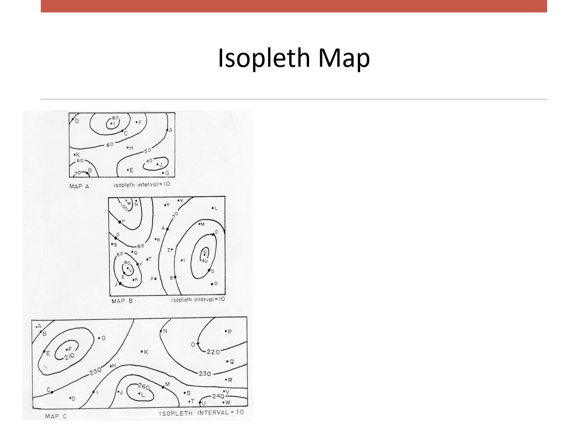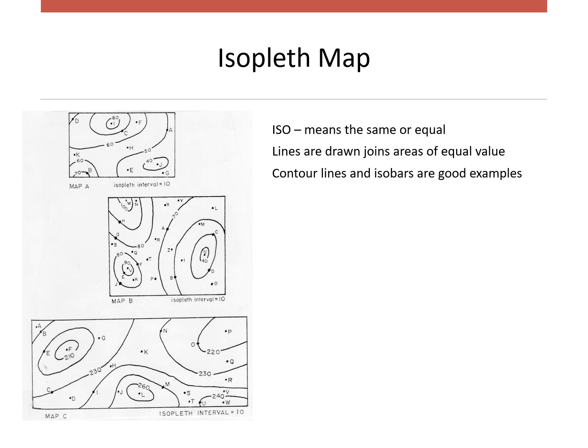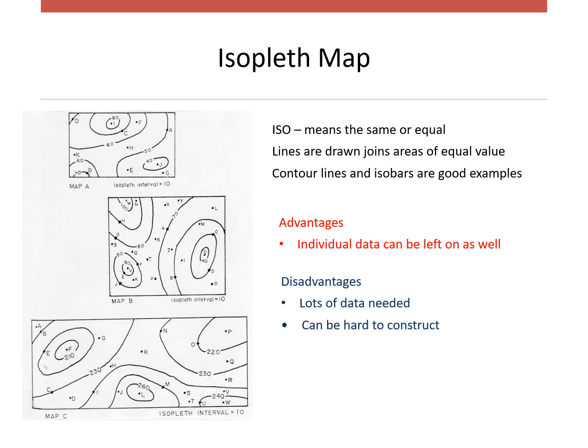Isopleth maps. These are fantastic. You're probably most aware of these in terms of contour lines on a map showing the height of a map, but they are also really good for showing things like temperature, it could be wind speed. Basically everywhere on that particular part of the line is the same value. It's great because individual data can be left on it as well as showing the grouped data, the line itself. But the disadvantages, you need a lot of data for these. You need to make sure you've got potentially at least 100 bits of data, and they can be hard to construct, particularly if you have lots of variation within them.